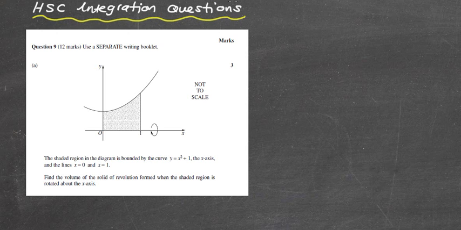And the very last question we're going to look at. Of course, the last thing we did was volume, so this last question is volume as well. So, the shaded region in the diagram is bounded by the curve y equals x squared plus 1, the x-axis, the lines x equals 0 and x equals 1. One of the most important parts here is going to be this thing, which relates to this thing.